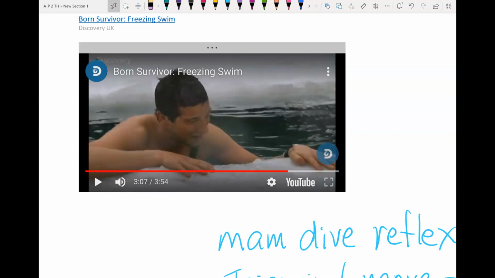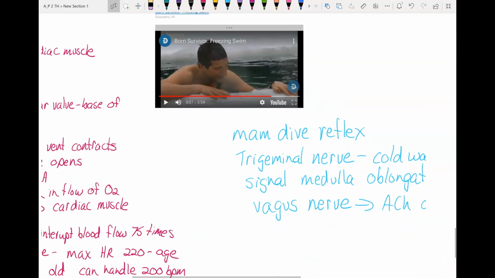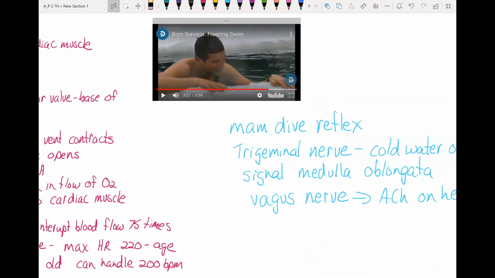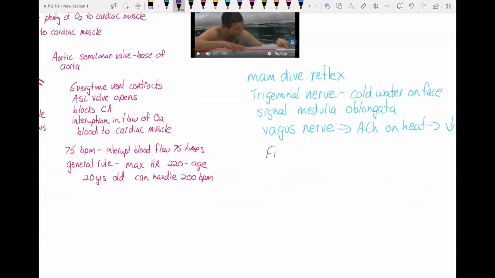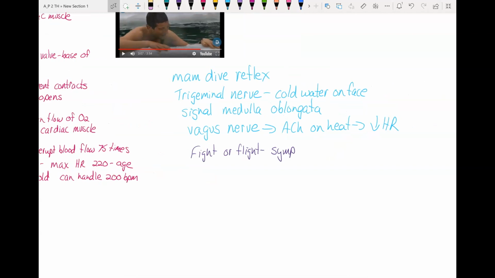So let's talk for a minute about what he just said. He said, fight that sense of panic. So as soon as you jump into cold water, that gives you a fight or flight. He is having a sympathetic response here. His blood is full of norepinephrine. He is dumping massive amounts of norepinephrine onto his heart, and his heart rate is increasing.